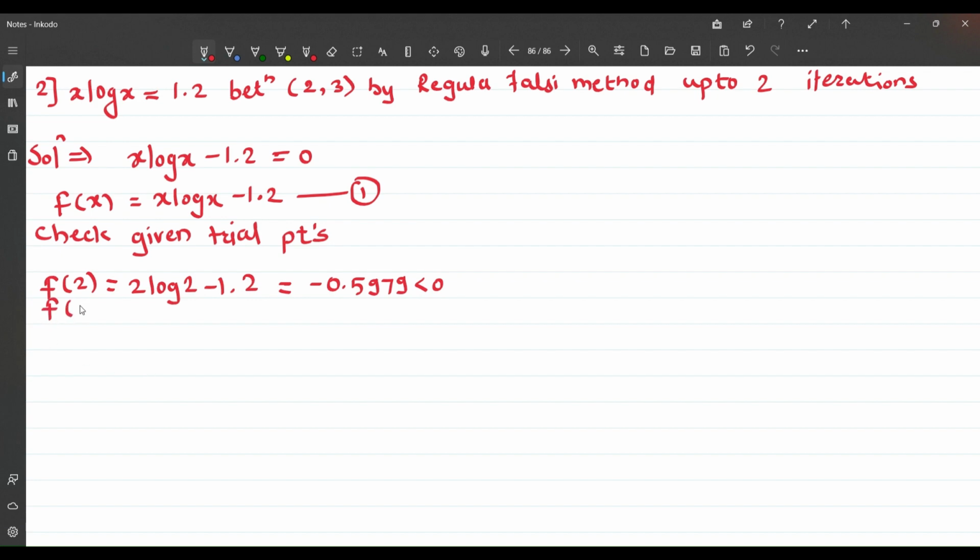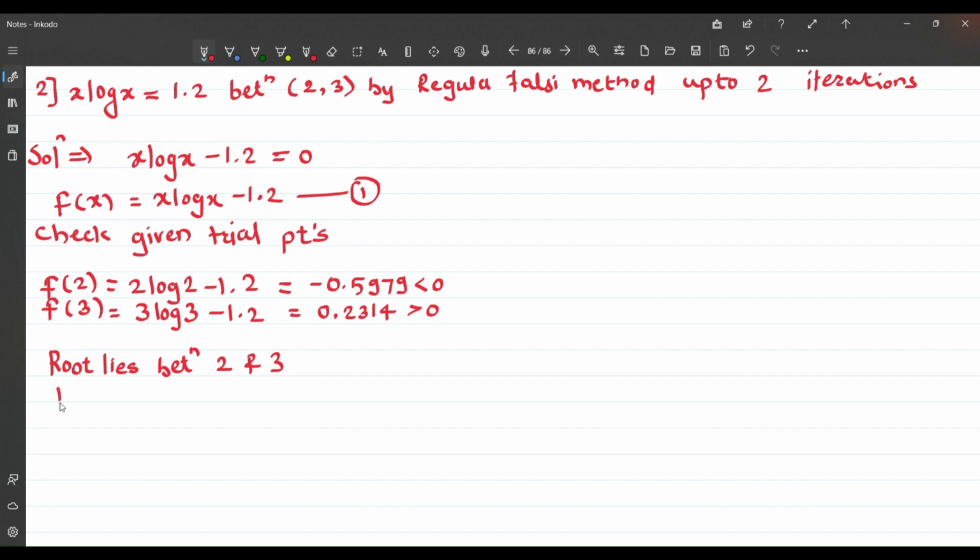Now I will put 3: 3 log 3 minus 1.2. On the calculator, 3 log 3 minus 1.2 is 0.2314, which is positive, greater than 0. So the given trial points are correct. What we can write here: the root lies between 2 and 3.